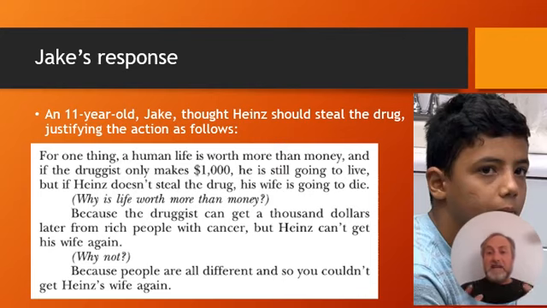Jake is pretty Kantian here. And he's making some universal moral claims. Human life is worth more than money, and so on. So Kohlberg is going to place Jake pretty high on the stages of development. He's on stage 6 here. He's making some universal moral claims.